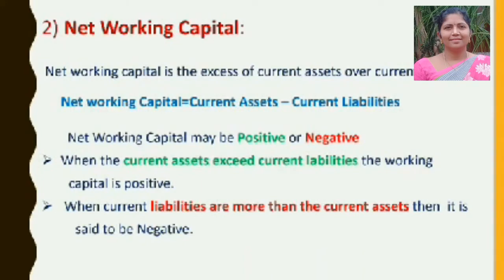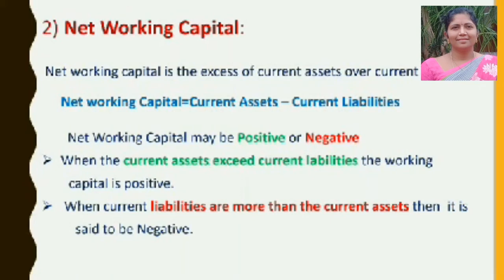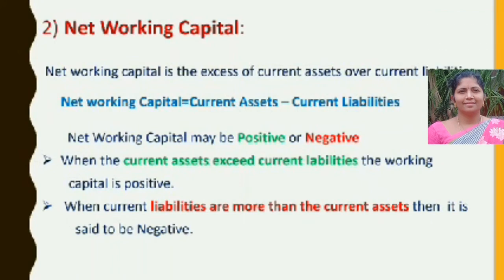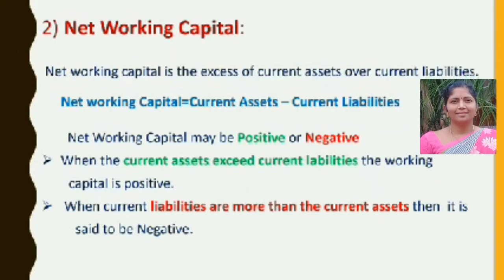Second type of working capital is net working capital. Net working capital is the excess of current assets over current liabilities. Net working capital equals current assets minus current liabilities. Here we have understood what you mean by current assets. Next we'll understand what current liabilities are. Current liabilities means liabilities to be discharged or disposed of within a period of 1 year.